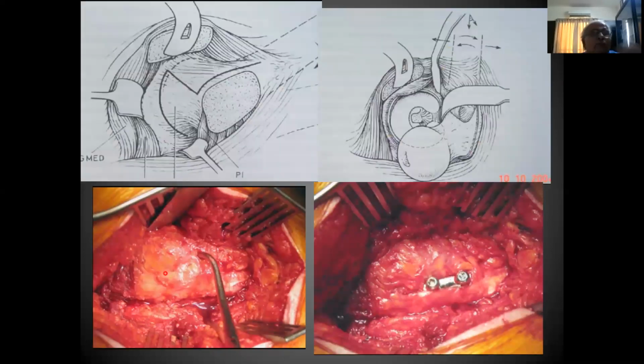Okay. Once we open the capsule, we'll take something like a Z type of capsulotomy, lift the capsule up, and dislocate the head. Whatever you want to do, labral management, everything can be done, and put the hip back. And you either staple or put two screws, whatever way you want to fix, you can fix this.